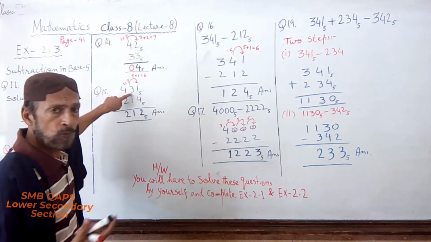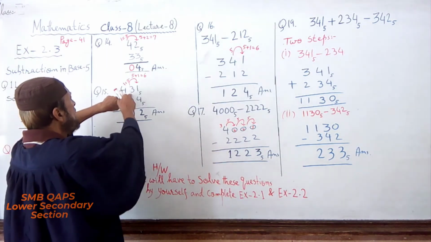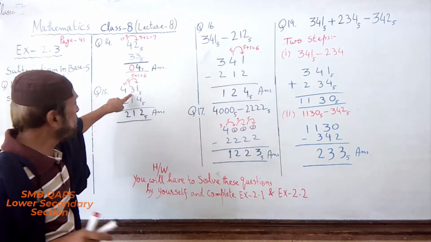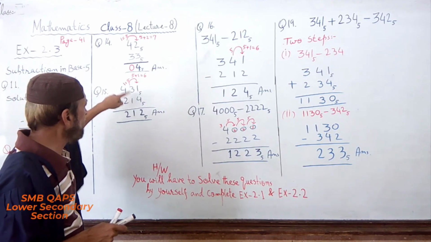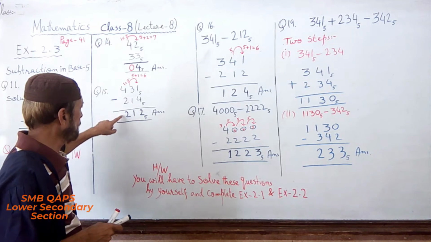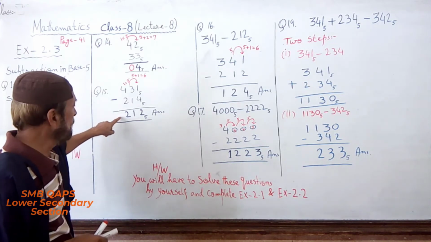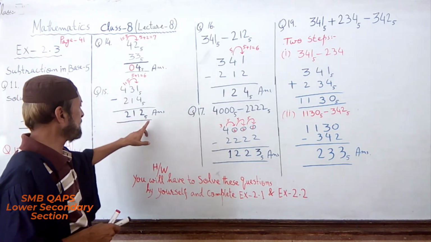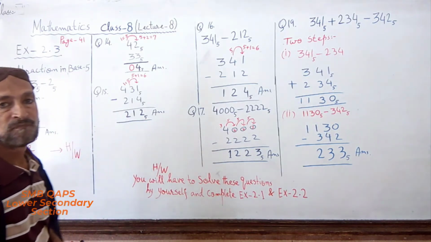Here 2, because you have already given 1. So left 2. 2 minus 1, 1. 4 minus 2, 2. Answer is 2, 1, 2, base power 5.